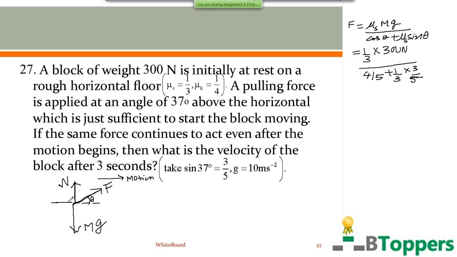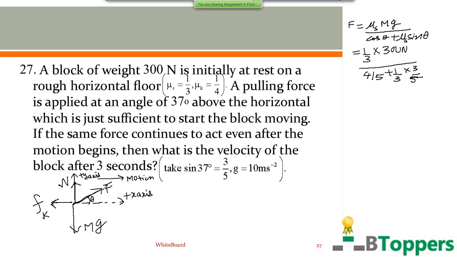Let Fk denote the magnitude of kinetic friction of the block by the surface of the floor, which acts towards the left side, opposing the motion of the block relative to the floor. I choose the horizontal direction, which is the direction of the motion of the block, as the positive direction of the x-axis, and the vertical upward direction as the positive y-axis.